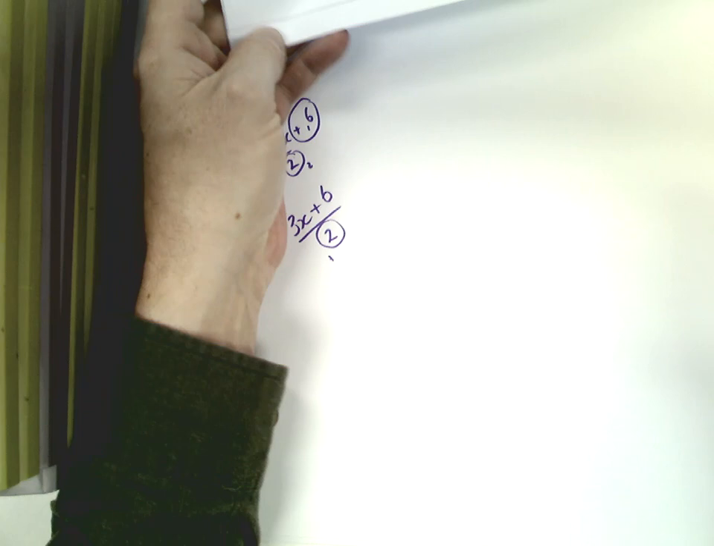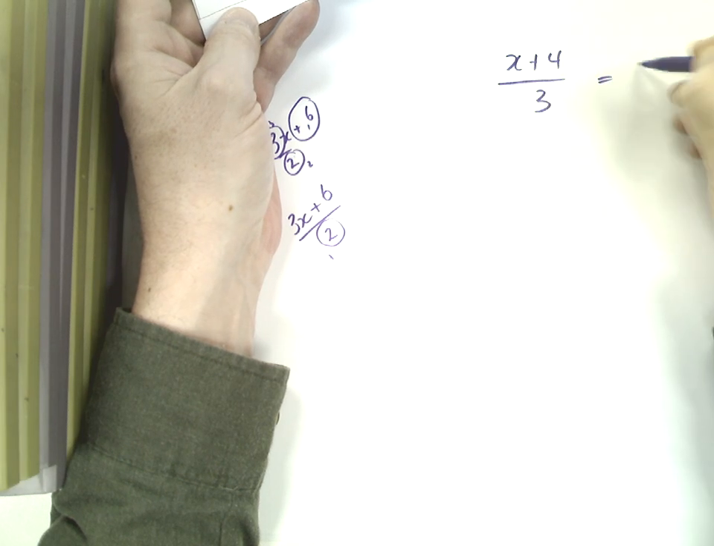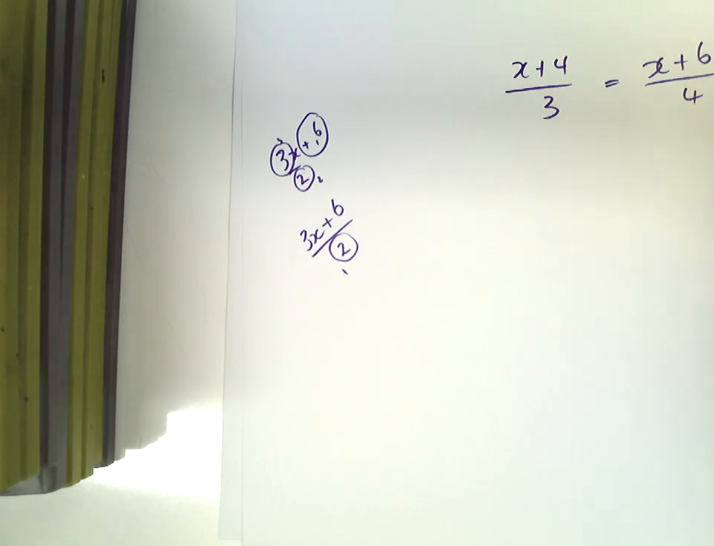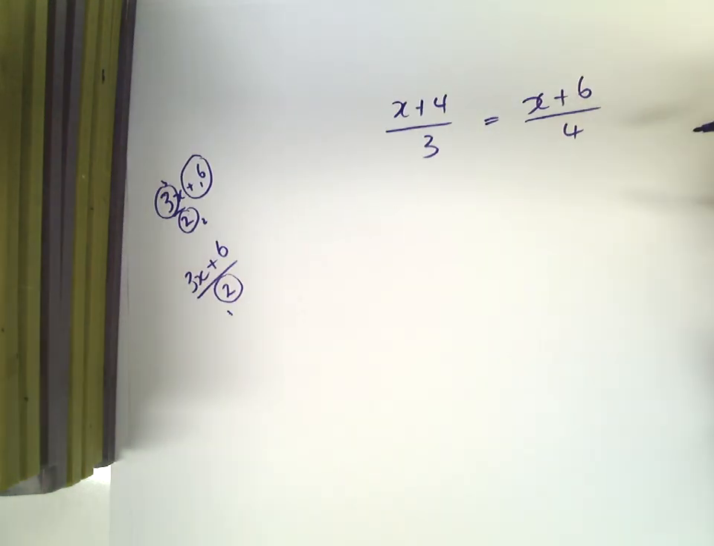Well, I'm just going to move this piece of paper and I'm going to write down the question that we had. So (x + 4)/3 is equal to (x + 6)/4. Now, the crossover method works. Well, hang on, we'll bring this in a little bit so you can actually see it.